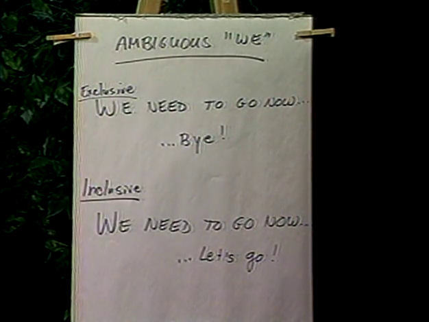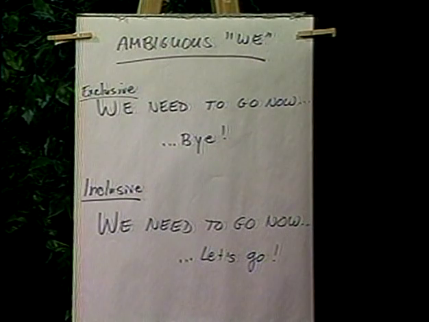Now this is titled Ambiguous We. Again, that's a bit of a grammatical term. It's a technical term in linguistics. Ambiguity just means a case where something that you say could have more than one meaning. It could be interpreted in more than one way. And as I've just shown, I think we is very ambiguous in English.